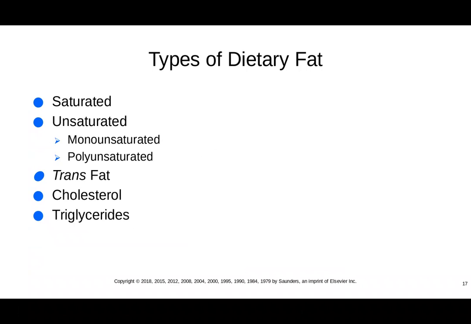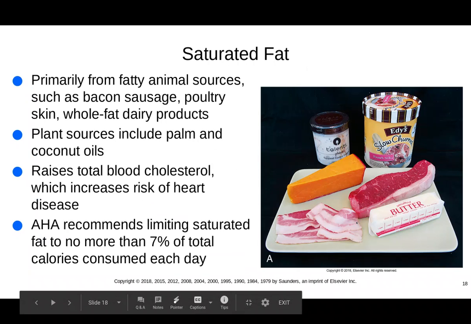So there are different types of fat in our diets. There's saturated and unsaturated, which can be broken down into monounsaturated and polyunsaturated. And then there's trans fat and cholesterol and triglycerides.